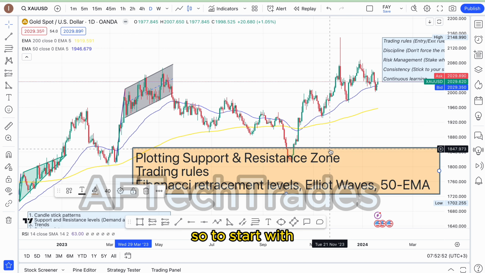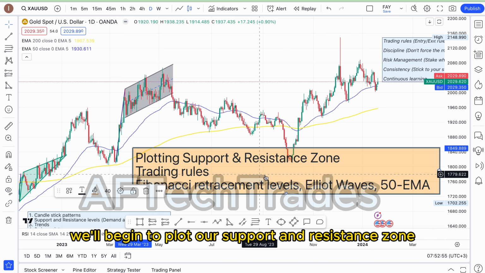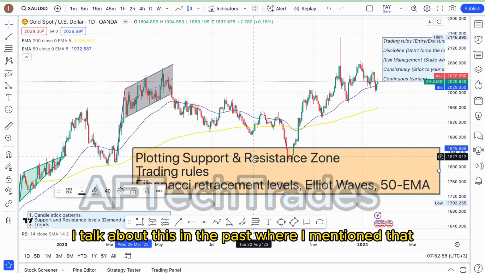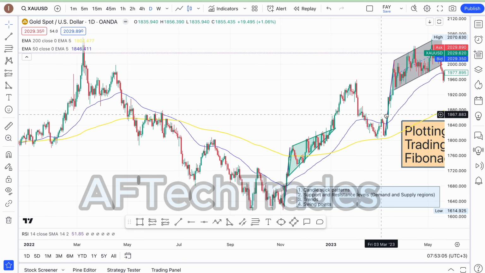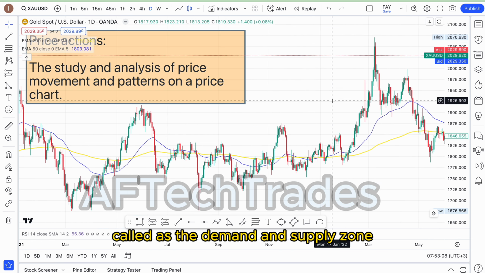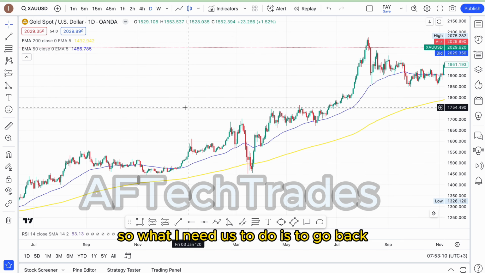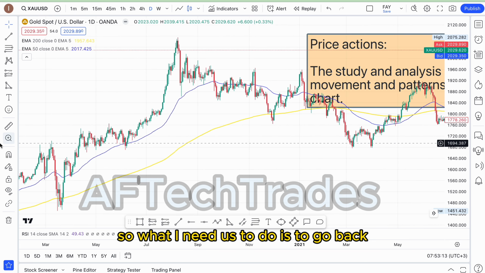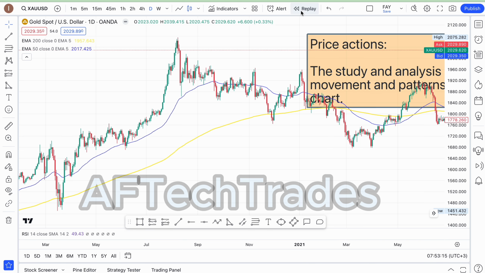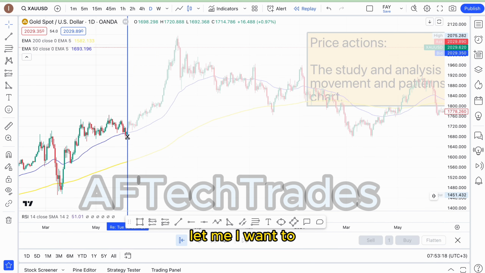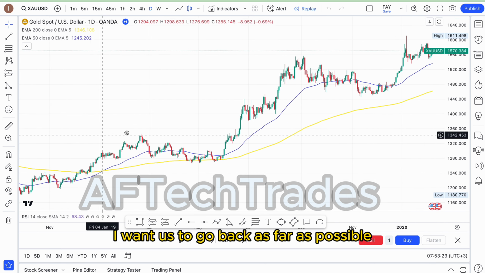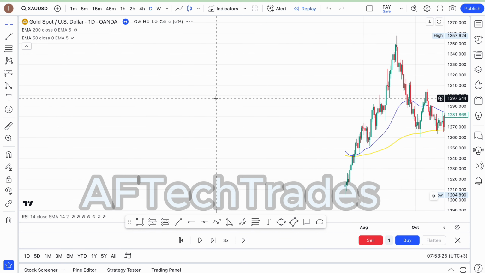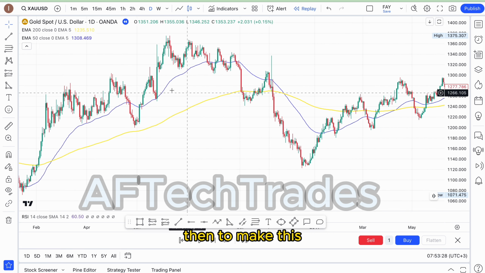So to start with, we'll begin to plot our support and resistance zone. I talked about this in the past, where I mentioned that the support and resistance zone is also called the demand and supply zone. So what I need us to do is to go back. I want us to go back as far as possible.